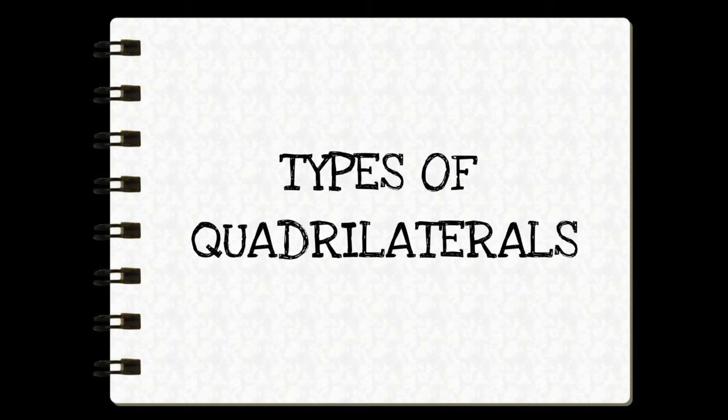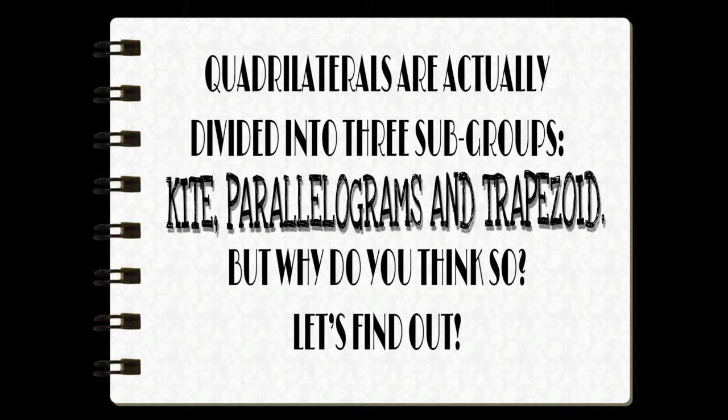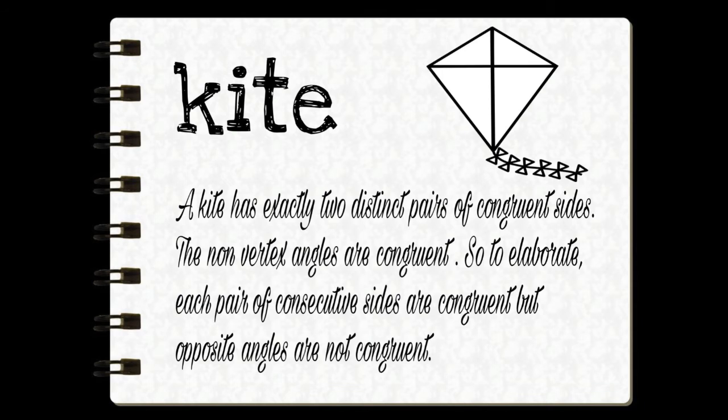Types of quadrilaterals. Quadrilaterals are actually divided into three subgroups: kite, parallelograms, and trapezoid. But why do you think so? Let's find out. Kite. A kite has exactly two distinct pairs of congruent sides. The non-vertex angles are congruent. So to elaborate, each pair of consecutive sides are congruent, but opposite angles are not congruent.